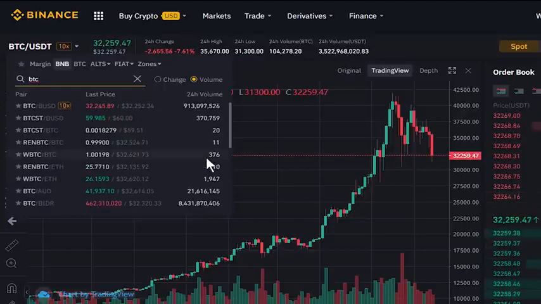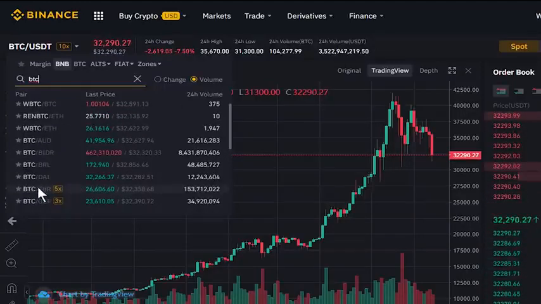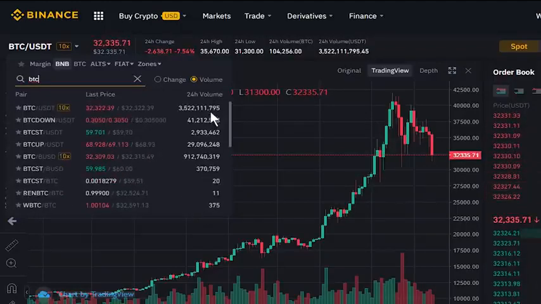Or for example, for Bitcoin to Euro, as you can see here, it's $153 million, or for British pound, it's something like $34 million. So you can clearly see that Bitcoin to Tether has a high trading volume compared to other stable coins or fiat currencies. You can also trade your coins in terms of other coins.